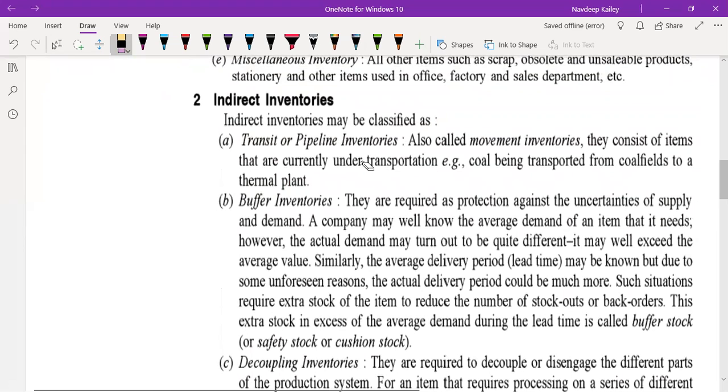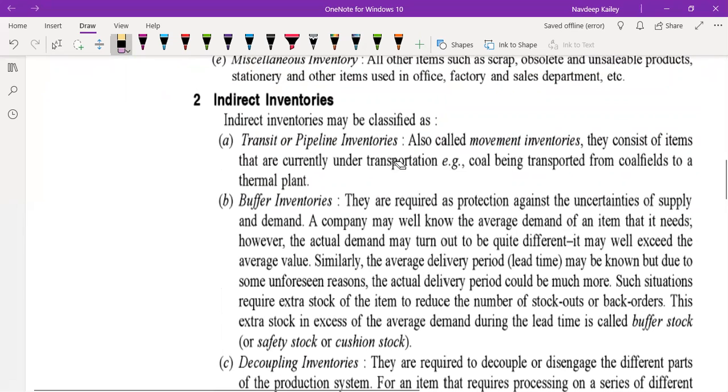First is transit or pipeline inventories. These types of inventories are also called movement inventories. They consist of items that are currently under transportation. For example, coal being transported from coal fields to a thermal plant. This type of inventory we can consider in transit or pipeline inventories.